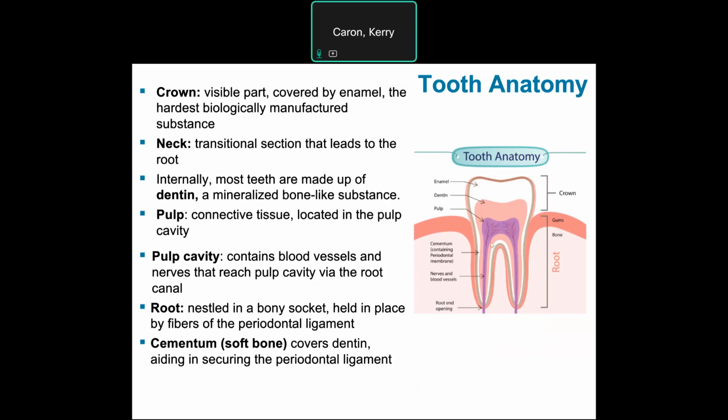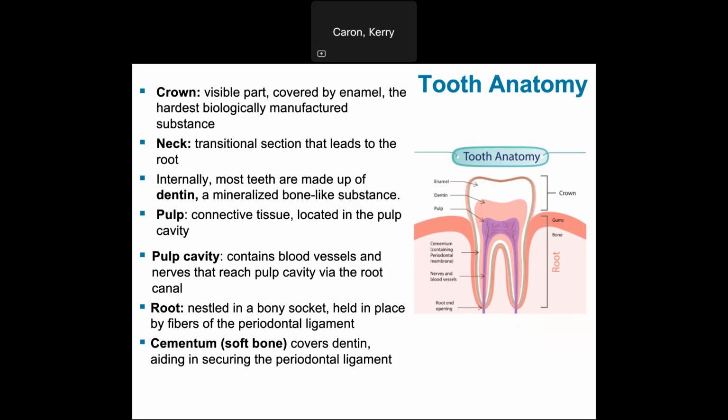Internally, most teeth are made of dentin. Dentin is a mineralized bone substance. Next, internally, is the pulp, and the pulp is connective tissue. It's located in a pulp cavity. That pulp cavity contains blood vessels and nerves, and it reaches down to the root canal. Okay? The root is nestled in the bony socket, and it's held in place by the fibers of the periodontal ligament.